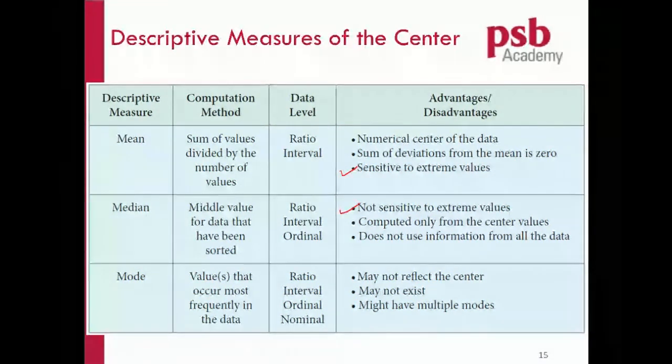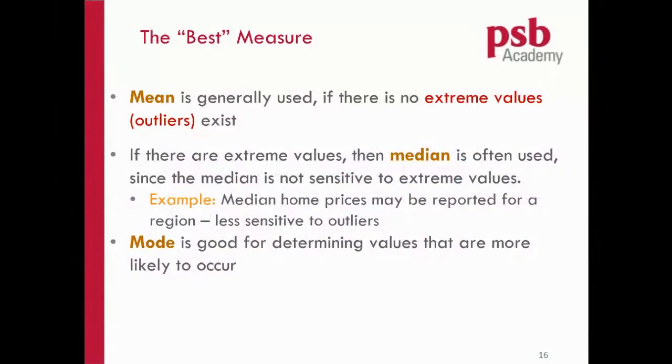I repeat, if you know that your data set has extreme values, then the best number to report as the center of your data will be the median, because the mean will be affected by extreme values. It's not so accurate anymore. Mode is not so useful for numbers because you may have multiple modes, or you may even have no mode. So the mean is generally used if there are no extreme values in your data set.